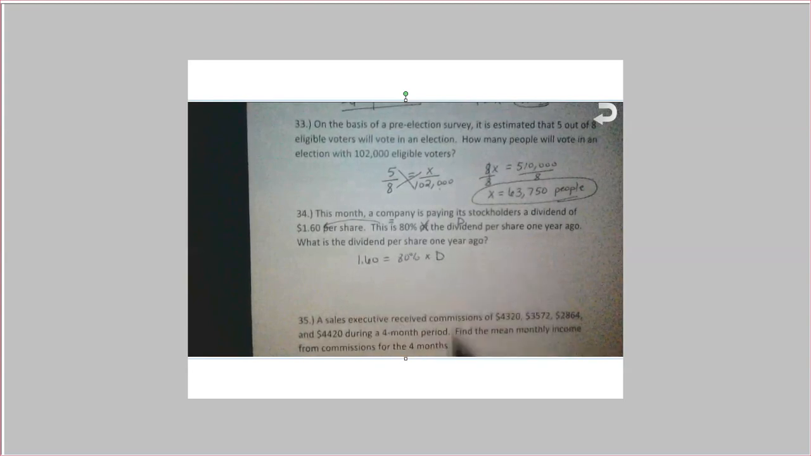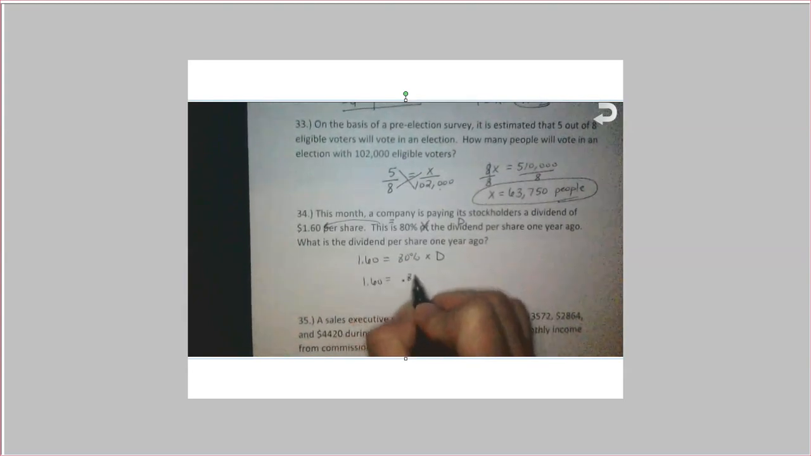I picked D. I'm going to convert my percent to a decimal. That will be 0.80. I will divide both sides by 8/10. And so that dividend per share would end up being 2, which would represent $2. So 1 year ago, the dividend per share was $2. Okay, it's 80% this year, which represents $1.60. You could check that because 80% times $2 equals $1.60.